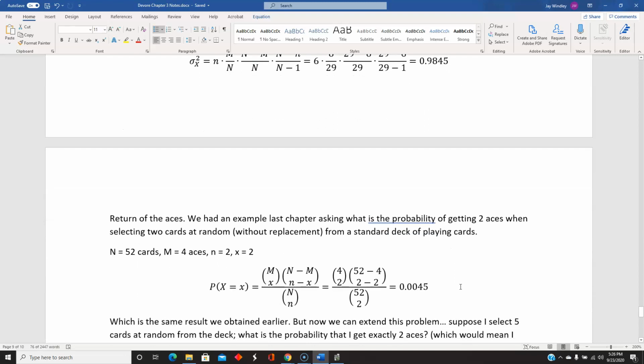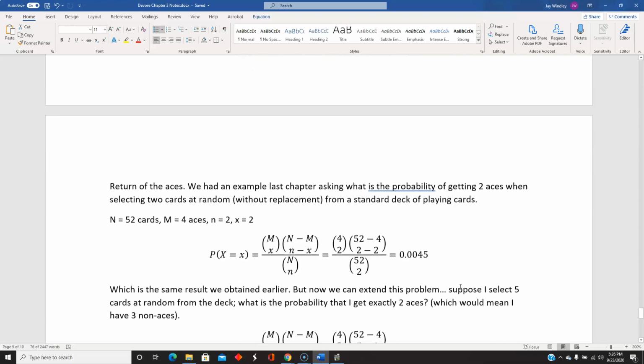We can use this to return to our problem that we did in the previous chapter about aces. Remember, we were selecting two cards out of the deck, and we wanted to know the probability that they're both aces. So N equals 52 cards total. M equals 4 aces in the deck. Lowercase n is 2 because I'm selecting 2 cards. And x is 2 because I want to know the probability that both of those cards are aces. You plug that into our hypergeometric formula, and you get 0.0045, which is exactly what we got in the previous chapter for that probability.